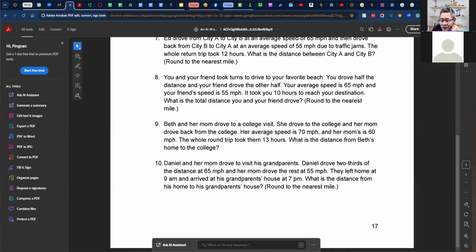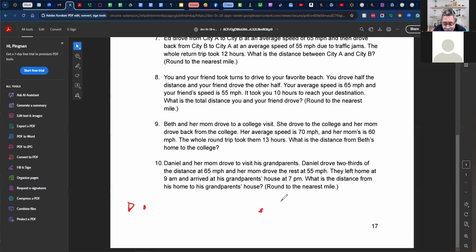Okay, so let's see. The first thing is trying to understand it and then to set up the equation. To understand it, it helps to graph it. So we start with the home and go to the grandparents' house. So Daniel's house to the grandparents' house. And we go 2/3 of the way, so cut that into equal 3 parts. And Daniel is driving the first 2/3 at 65 miles per hour, and his mom did 55 miles per hour.